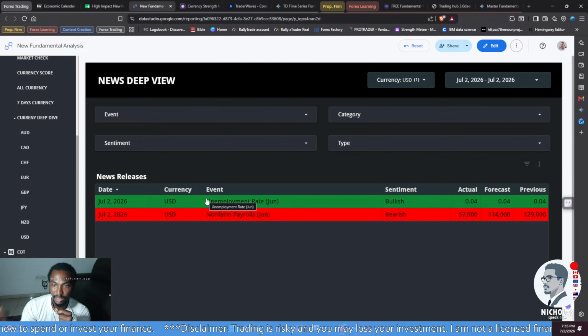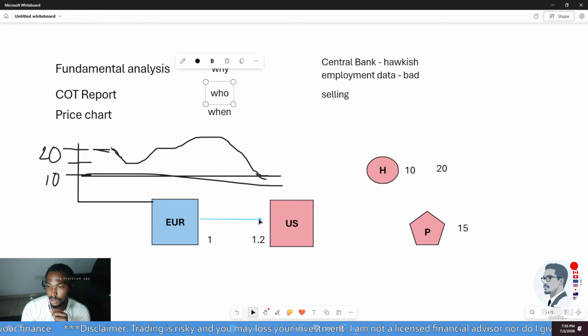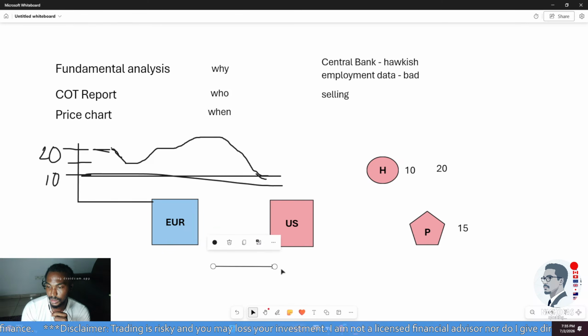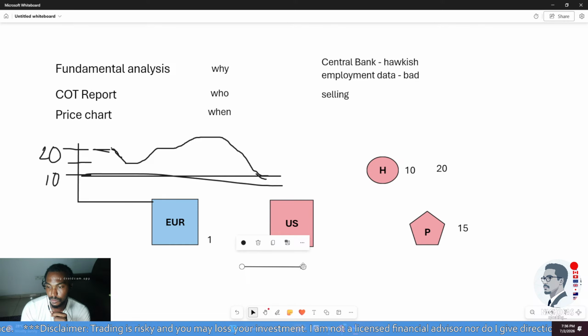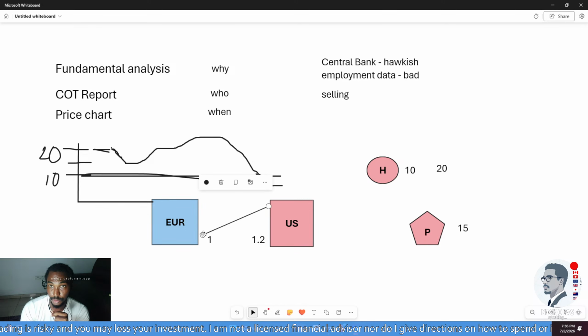And what happened to non-farm payroll? It came out bearish. Do you know what happened? The US economy lost value. So let's go back to this logic here. The US economy lost a little bit of value, meaning it's no longer as strong as it used to be. What do you think happens? It means that people from here would want to jump ship into an economy that they think is better. In this case, it's the euro, right?